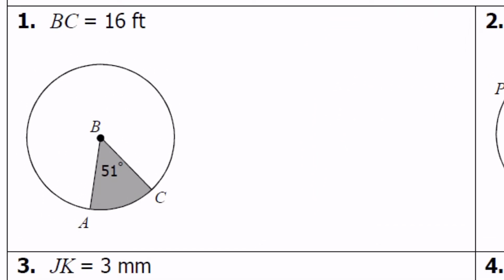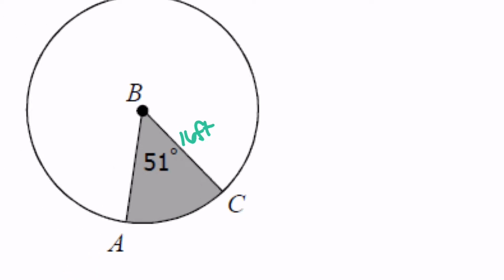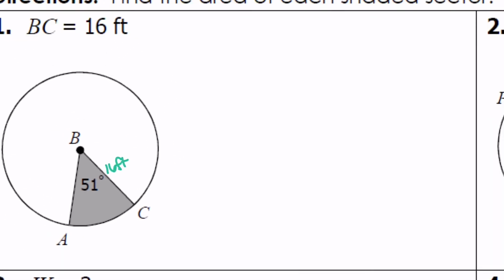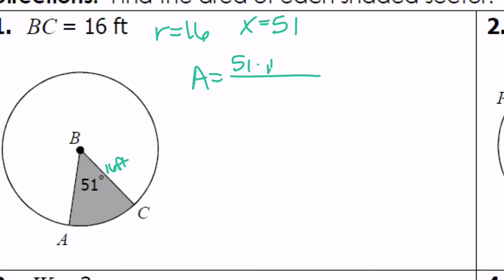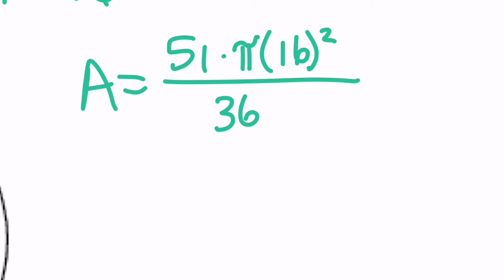Look at number 1. If BC is 16 feet, that's the radius. R equals 16. So our formula, area equals, and in this case, x equals 51. That's the degree of my arc, 51 degrees. So I'm just going to plug these values into my formula and solve. So x, 51, times pi times 16 squared, all divided by 360.